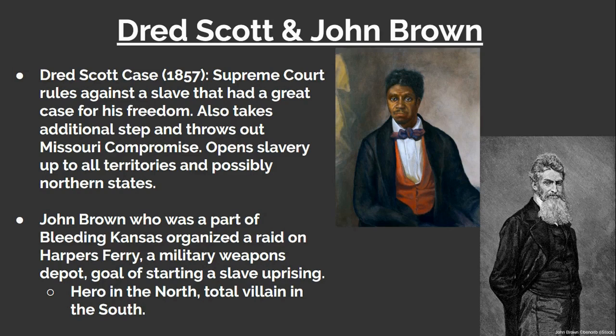Then we get John Brown. John Brown was actually a part of Bleeding Kansas. He had gone there as an anti-slavery person and had taken part in some of those violent actions that are there. Then later on, he organizes with some of his family and former slaves. He organizes a raid on Harper's Ferry. Now, Harper's Ferry is a military weapons depot, and he was trying to get a hold of a bunch of weapons to then go and start a slave uprising in the South.